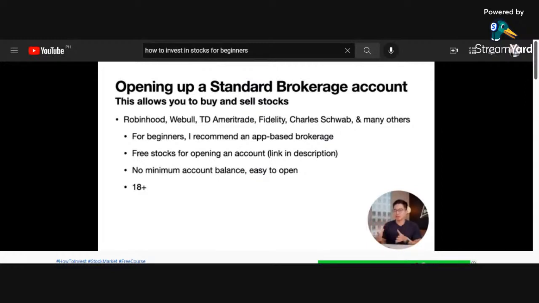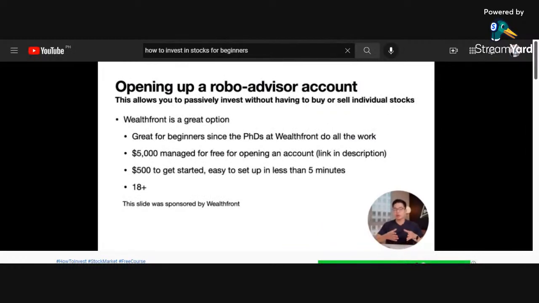So when you are opening up a standard brokerage account through, let's say, Robinhood or Webull, there is no minimum account balance. So you can literally just open up the account, put in $1, and start trading with that. They're super easy to open, but I will say that you have to be 18 or older to open up an account with these.